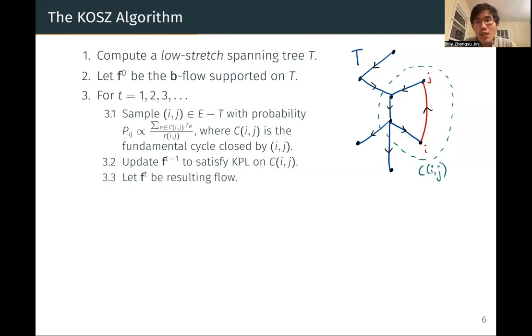And it's going to iteratively update the flow iteration by iteration. And it's going to show that this is going to converge to the optimal electrical flow. In particular, here's how each iteration works. You're going to sample an off-tree edge of the graph according to some probability distribution. And it's going to check if KPL is satisfied on the fundamental cycle closed by this off-tree edge. And if it's not satisfied, the algorithm is going to push a constant amount of flow across the cycle, where that constant is exactly what's needed to make KPL be satisfied on that cycle.